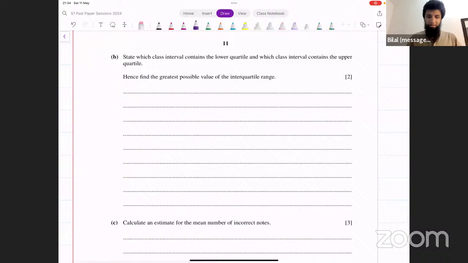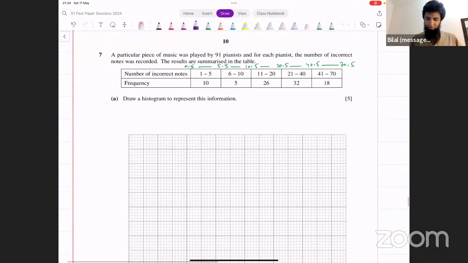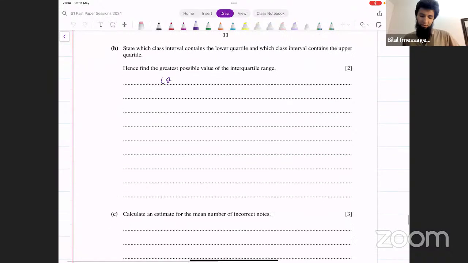Greatest possible value of interquartile range? Well, you would get an interval for the lower quartile. I'm going to show this to you as well. Where will the lower quartile be? 91/4. So I'll just tell you about this quickly. 22.75. The lower quartile is going to be in the 11 to 20 interval.